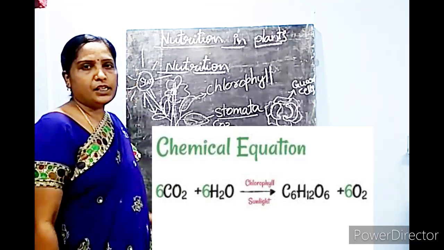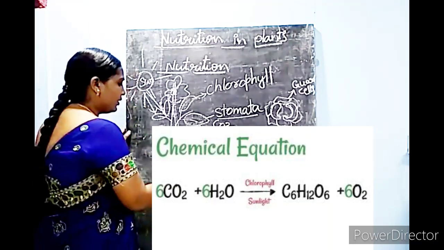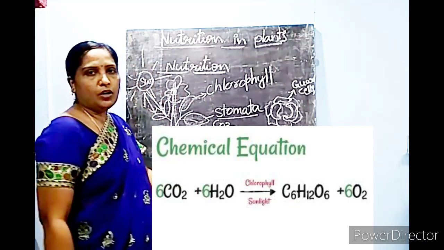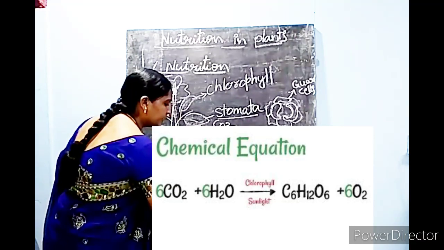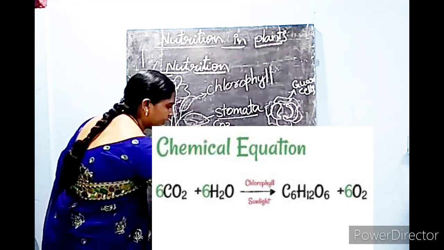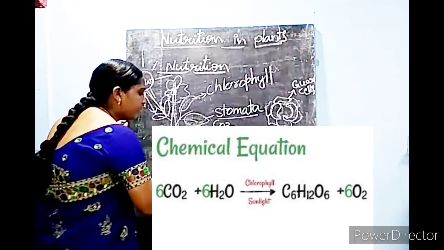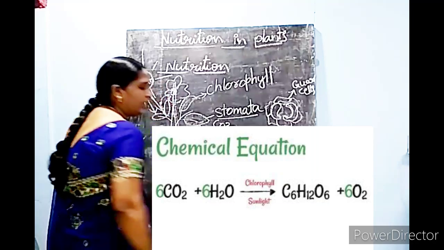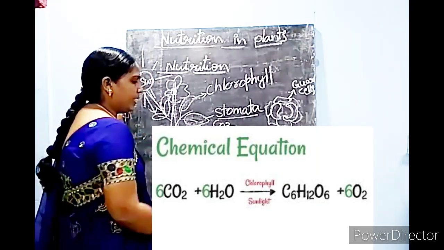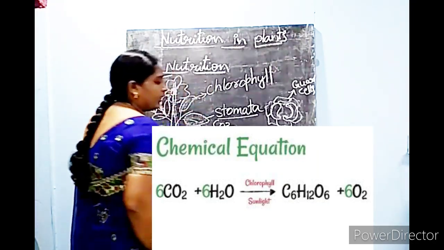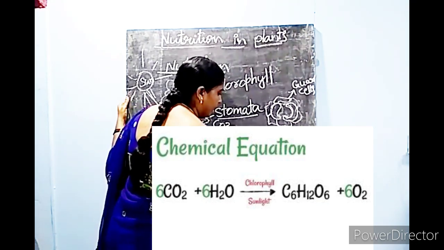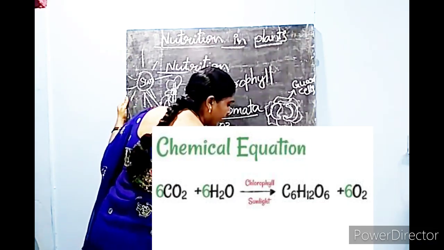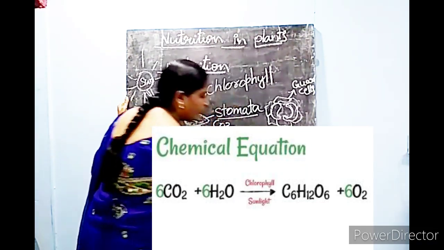You can even write here carbon dioxide plus water, H2O, they are using, and with the help of sunlight and chlorophyll, they are preparing carbohydrates like C6H12O6, which means glucose. This is a form of carbohydrate.